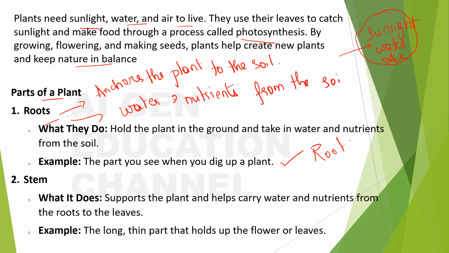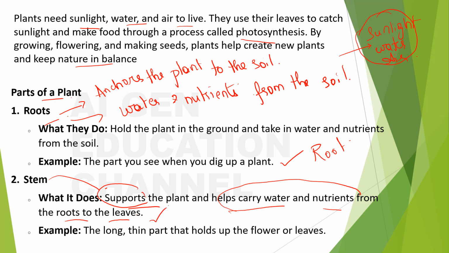Stem, what does it do? It supports the plant and helps carry water and nutrients from the roots to the leaves. So it does two things: it supports the plant, and it helps carry water and nutrients from the roots to the leaves.